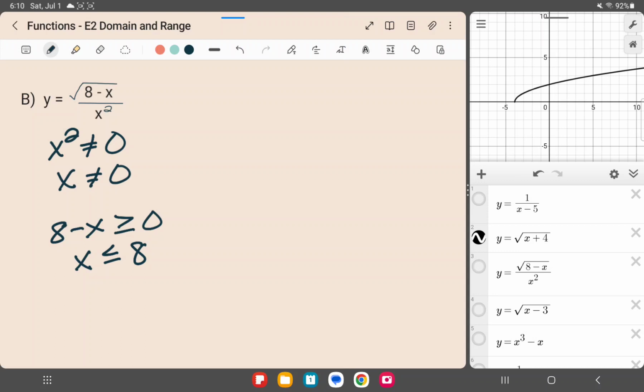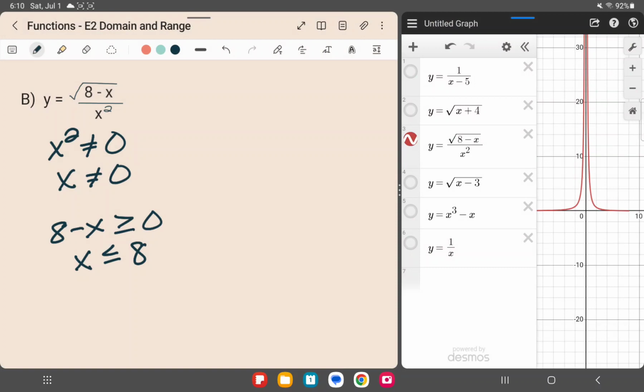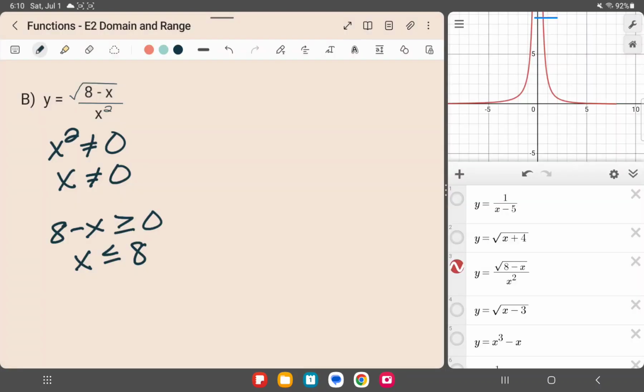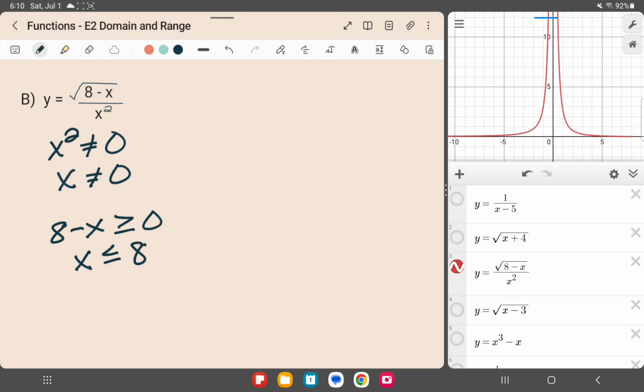I might need to look at a graph to figure out a little bit more about my domain, so let's go ahead and do that. For this particular graph, I can plug in numbers that are between 0 and 8, but not 0. And I can plug in numbers that are less than 0, and I'm still okay. So how do we write that as a domain and range? Well, we're going to be in a couple of pieces.